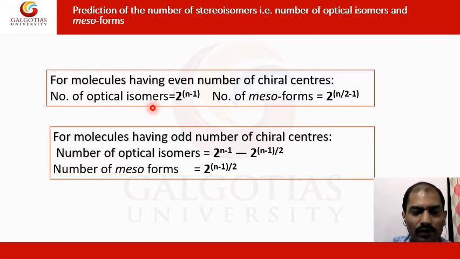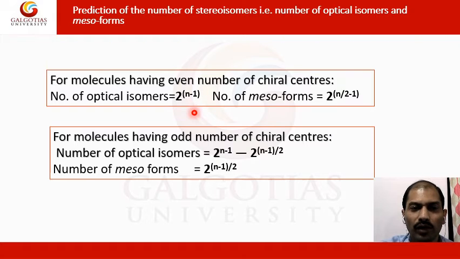So that is the first and foremost priority. After that, you will be able to find out the number of mesoforms at the same time. So the number of mesoforms can also be found out. So this is the formula: 2^n by 2 minus 1, and here you have to keep in mind this 2^(n-1) formula for optical isomers.